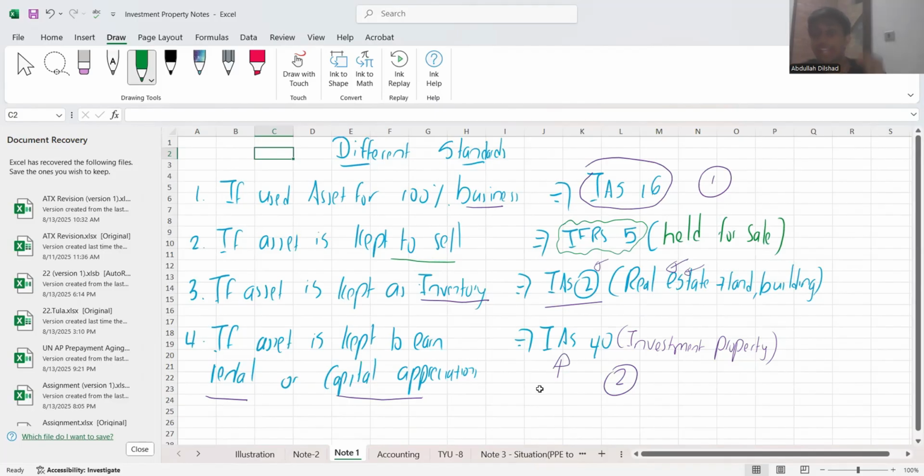The final standard is if you have an intention of keeping the asset only to sell it. There are some people who buy the asset at a low price and sell it at a higher price. Then you will be using a standard known as IFRS 5.